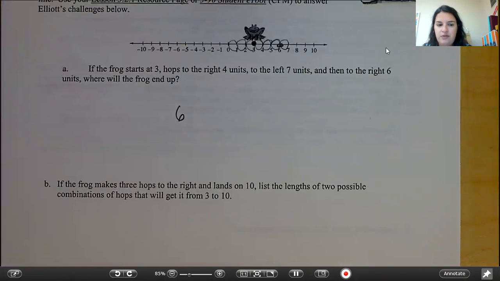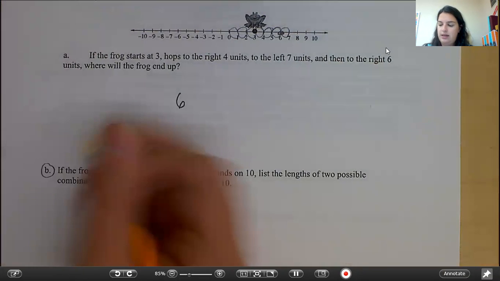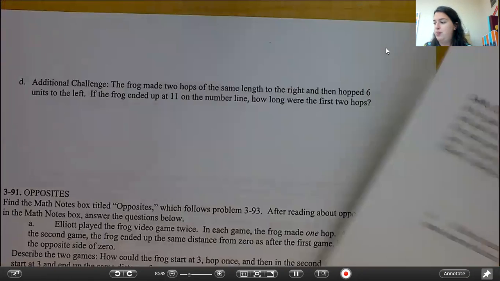Part B says, if the frog makes 3 hops to the right and lands on 10, list the lengths of 2 possible combinations of hops that will get the frog from 3 to 10. So go ahead and pause the video and answer that question. If you're back with me, that means you have answered part B. We are going to save part B to go over in class. We are not going to do any more of problem 390, but we are going to move on to 391.